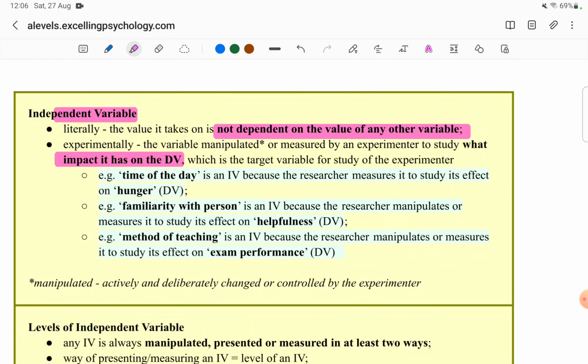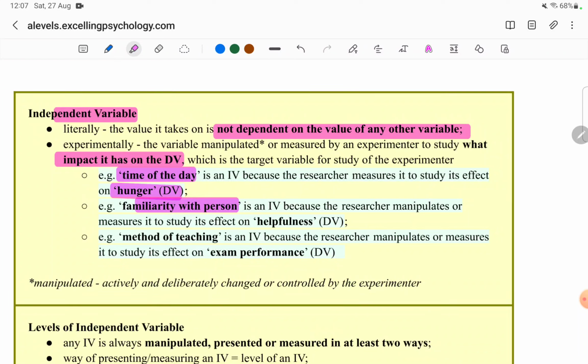We've seen these examples earlier, but now how we are going to look at them is with the understanding that we have taken right now. Okay, time of the day is an independent variable. Why would I say time of the day is an independent variable? Because it changes how hungry a person is. So it changes the value of the dependent variable or the effect, which is hunger, that a researcher might be interested in studying.